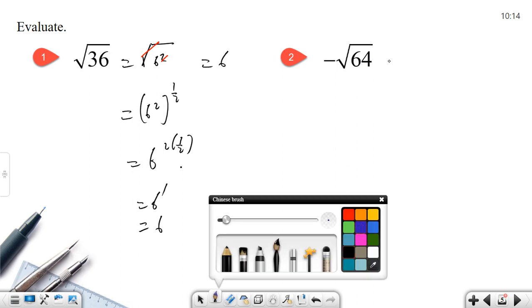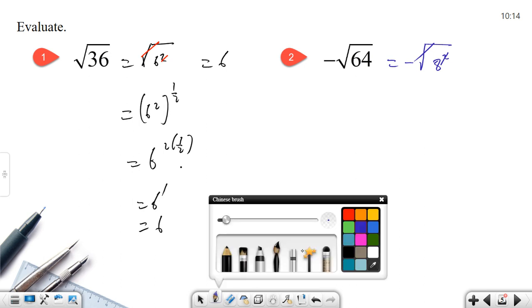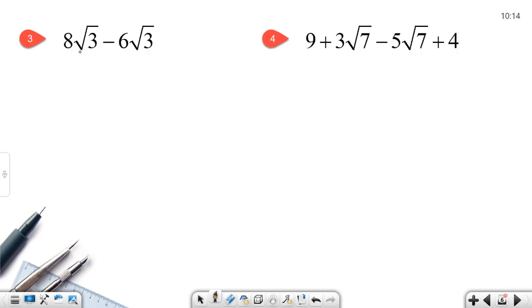Such as in the second example I'm going to do, that's negative square root of 8 squared, which is 64. The power of 2 and the root cancel each other, so that is equal to negative 8. Let's see another example. Here square root of 3, here square root of 3. They are like square roots, so like terms we can combine, 8 minus 6. What is the idea behind it? I can factorize the square root of 3, so 8 minus 6 is 2 times square root of 3. Instead of writing 8 square root of 3 minus 6 square root of 3, it's 2 square root of 3.